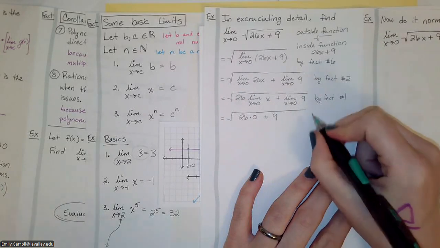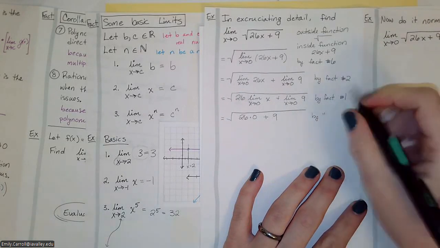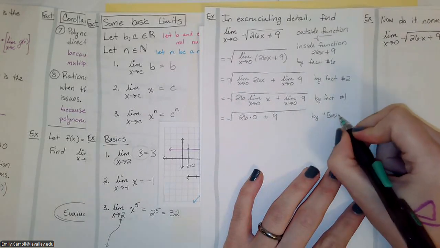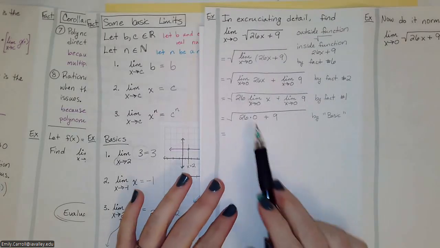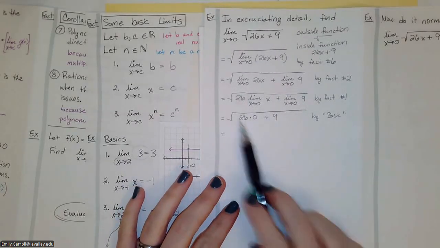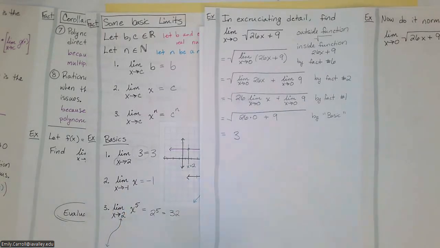This is by what I call basic limits. And now we can just use our PEMDAS and evaluate normally. This is 0 plus 9, the square root of 9, and that's 3. All right, that was tedious. Let's never do that again.